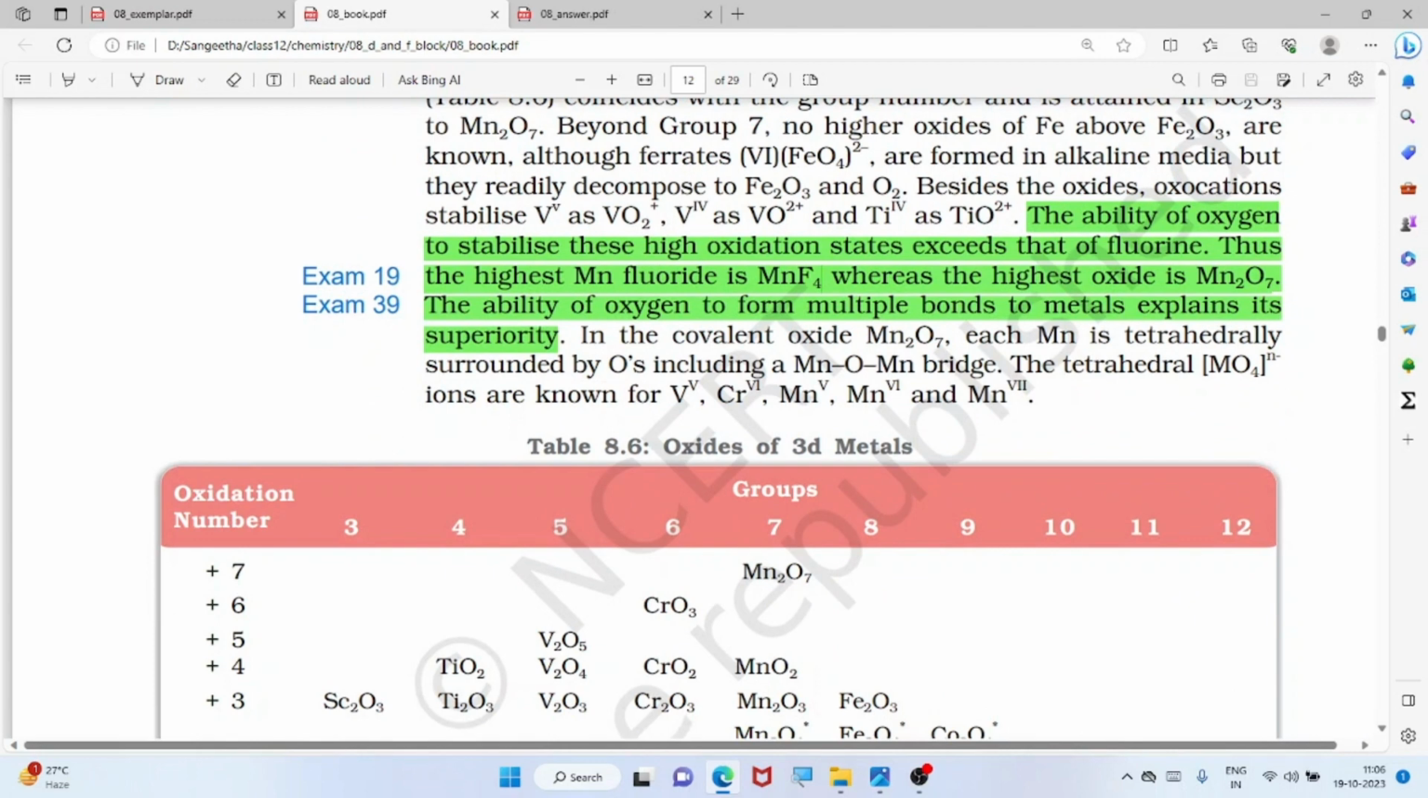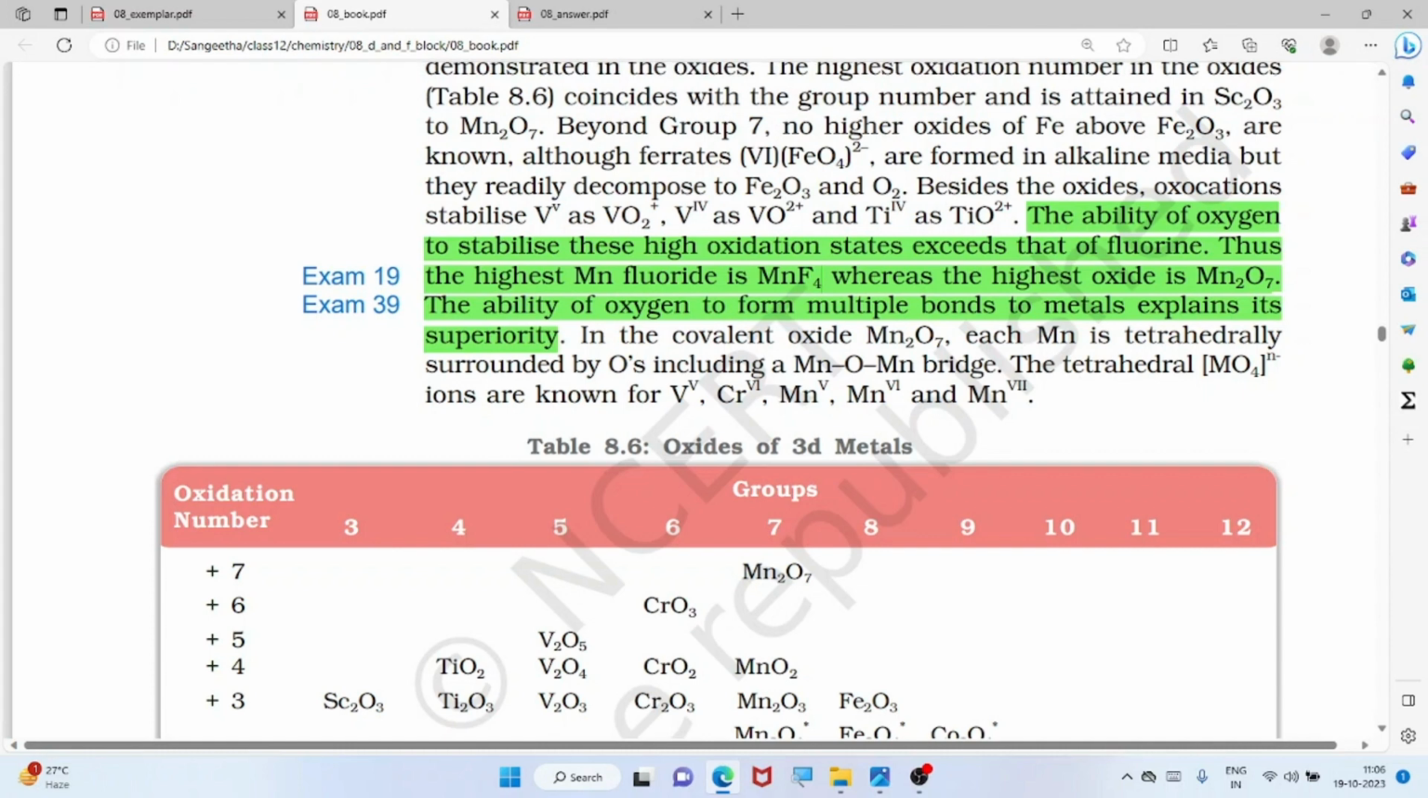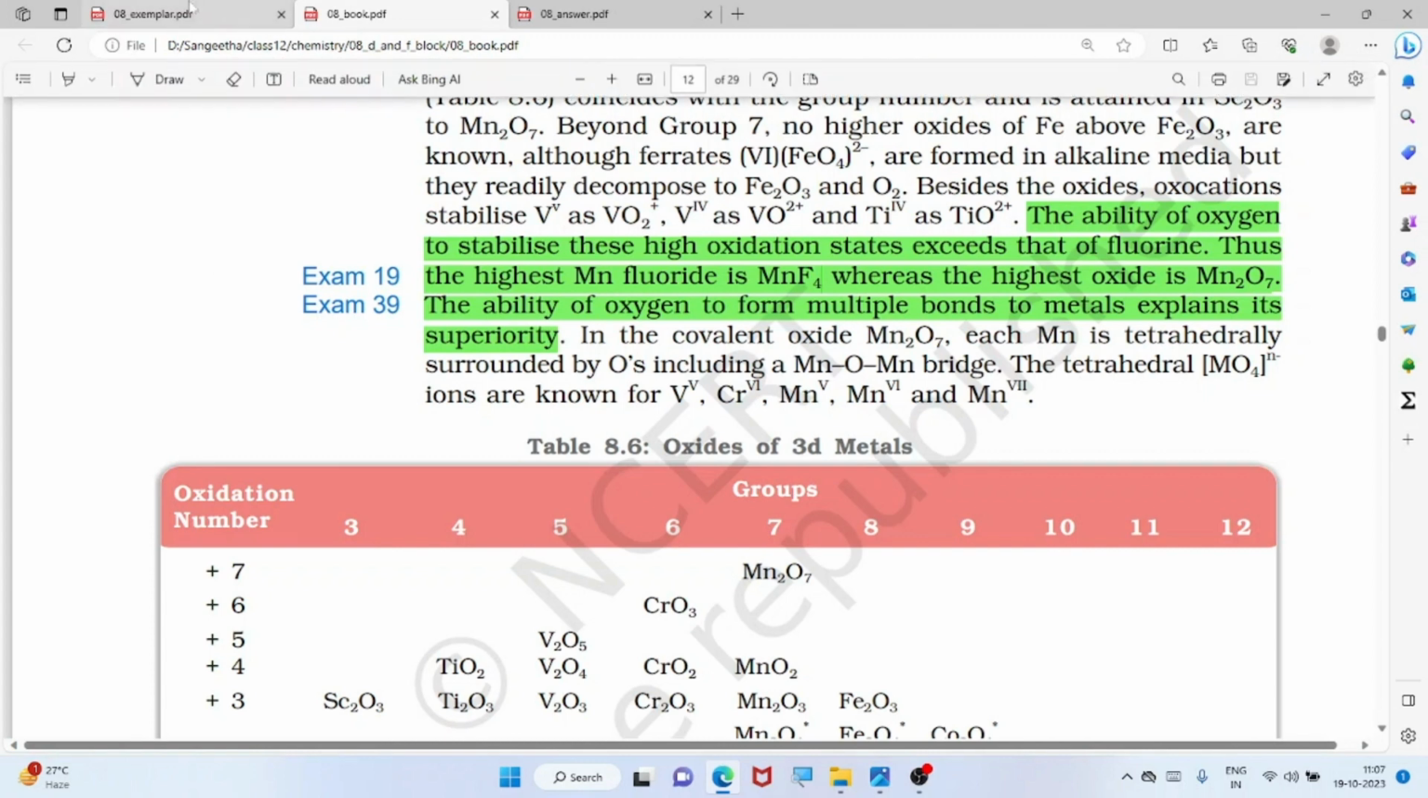See here. The ability of oxygen to stabilize these high oxidation states exceeds that of fluorine, because oxygen can form multiple bonds, whereas fluorine can form only single bonds. That is why the oxidation number is higher here.